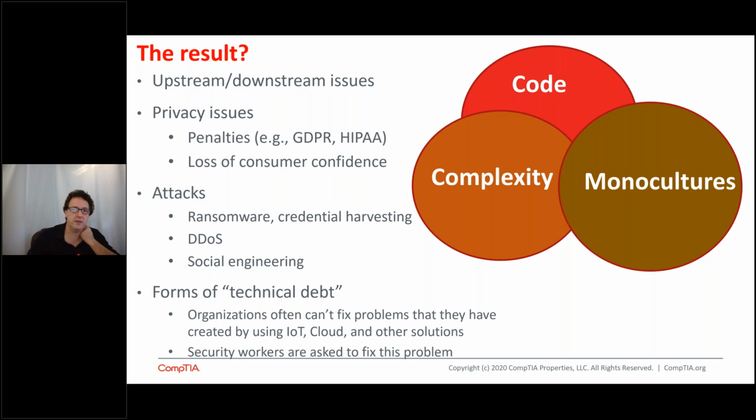Monocultures, increasingly with the cloud, you can create a solution and then you can repeat it many different times. So you can have hundreds of instances of a vulnerable piece of computing, whether that be a server or an endpoint, a workstation, or some sort of business solution that you've created in the cloud. Well, you can now repeat that 100 times.